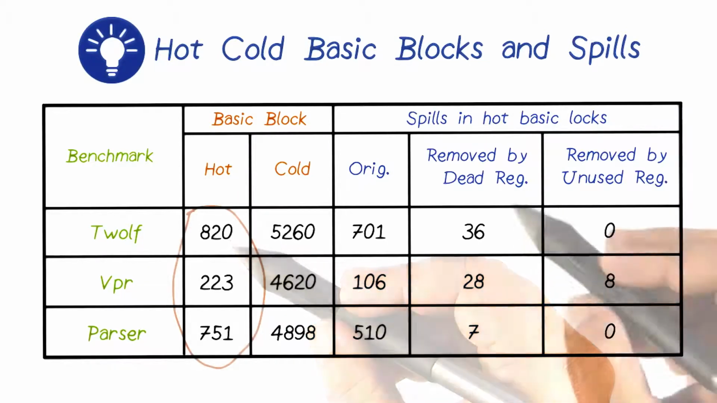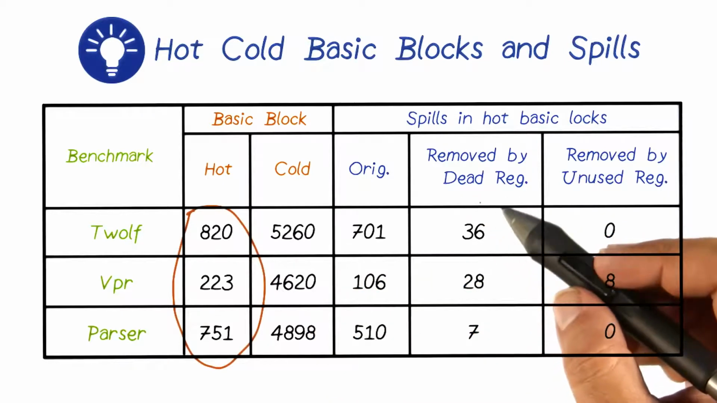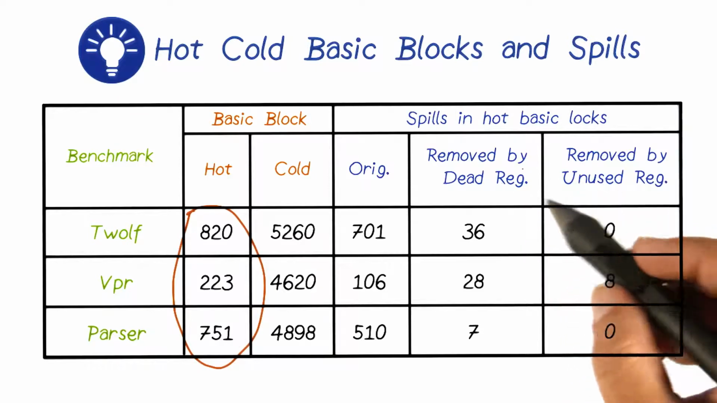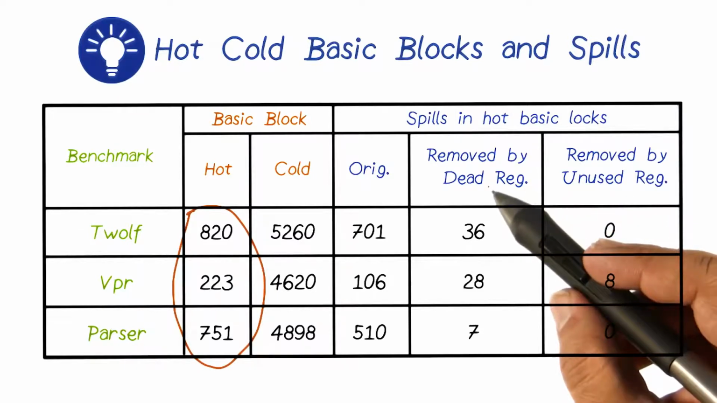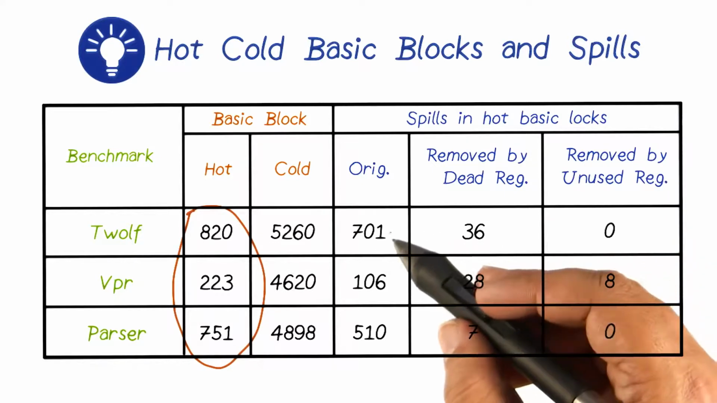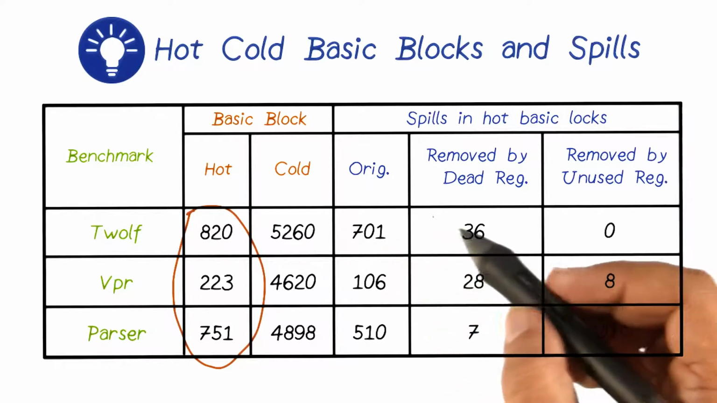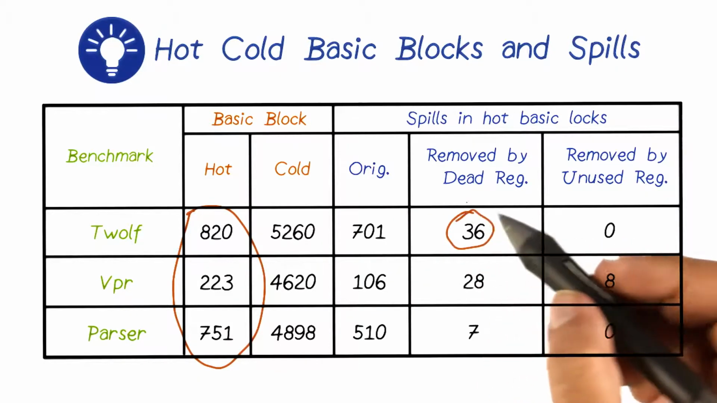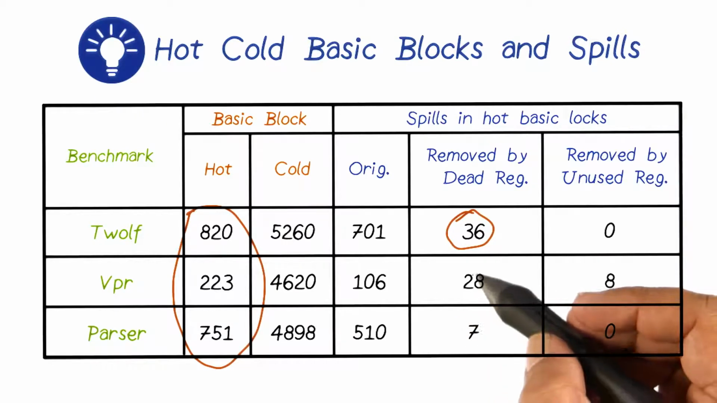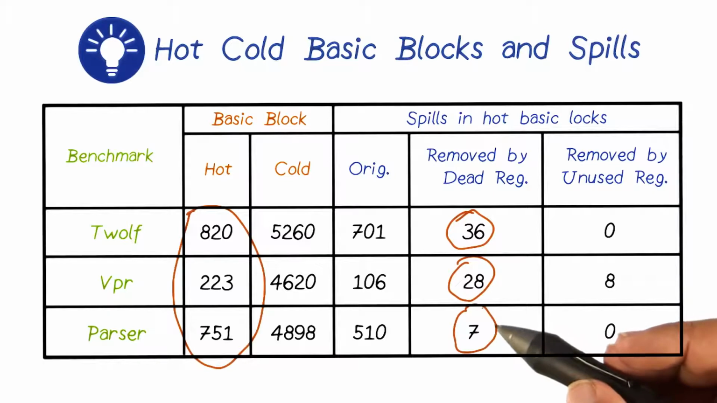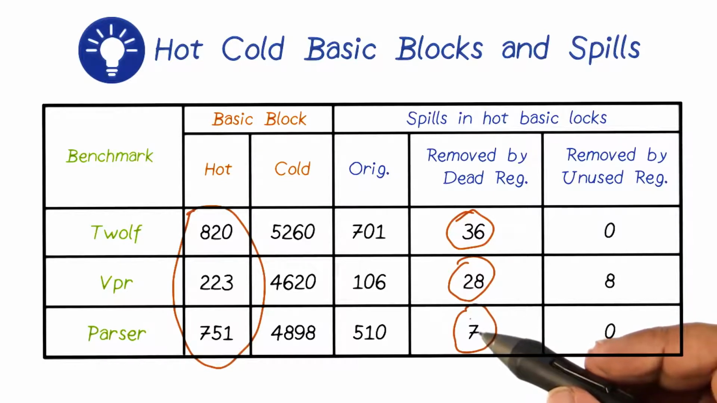to get rid of the dynamic load stores and to reduce the memory activity. Now you can see that the spills which were there were removed from these hot regions for two reasons. One is using the dead registers and second is unused registers. And this is the static spills which are removed. There were originally 701 spills, but 36 of them were removed by the dead registers here. In case of another benchmark, 28 of them were removed and 7 were removed in the parser benchmark.